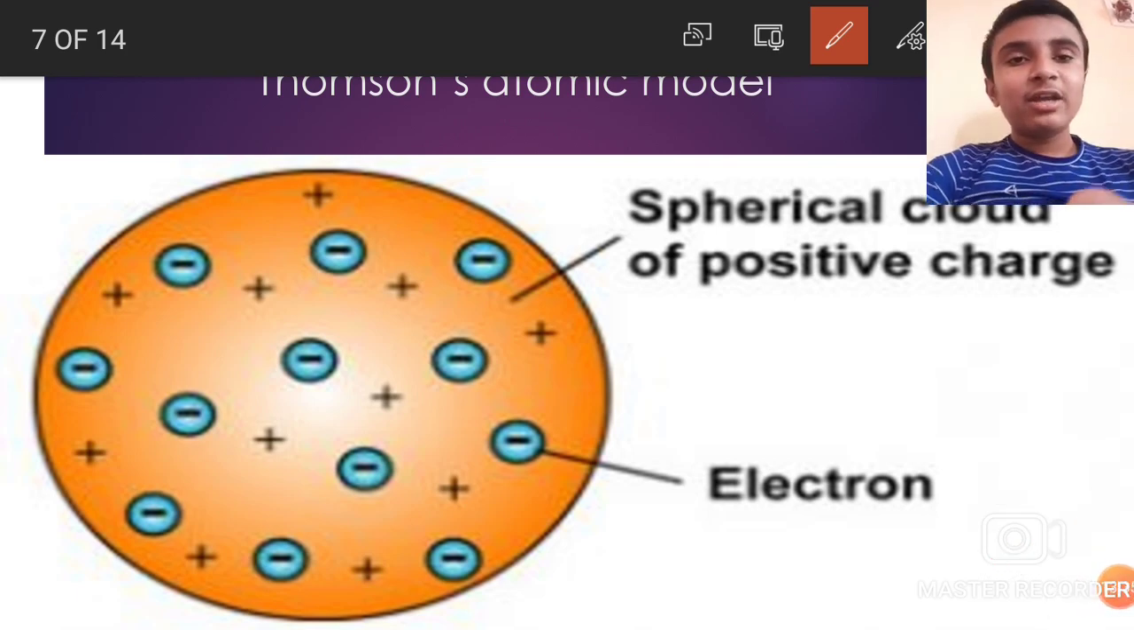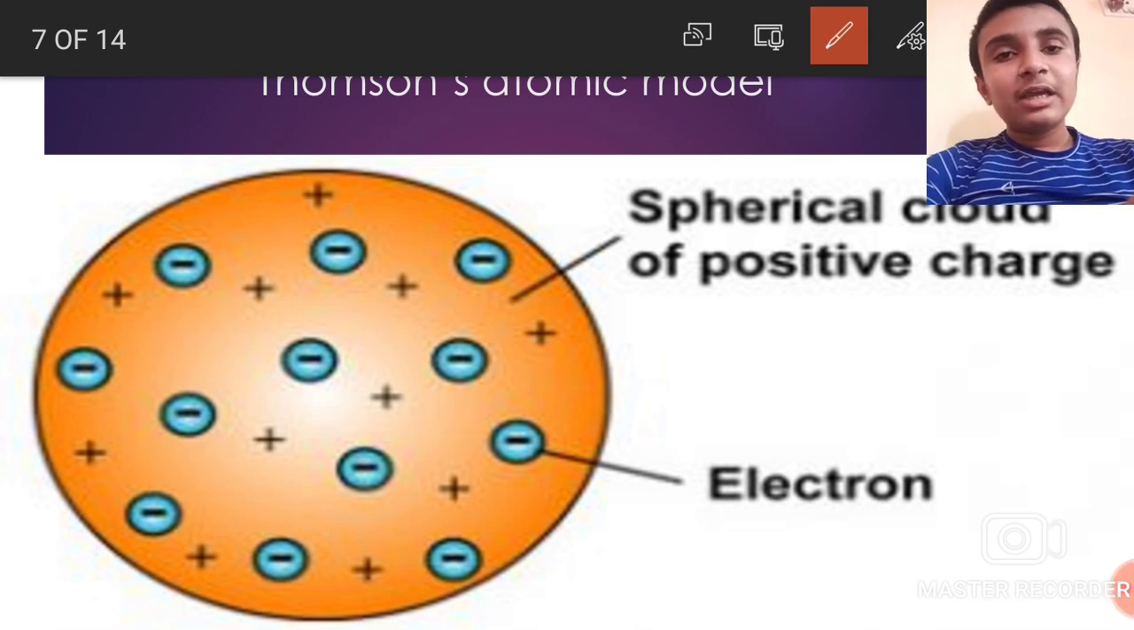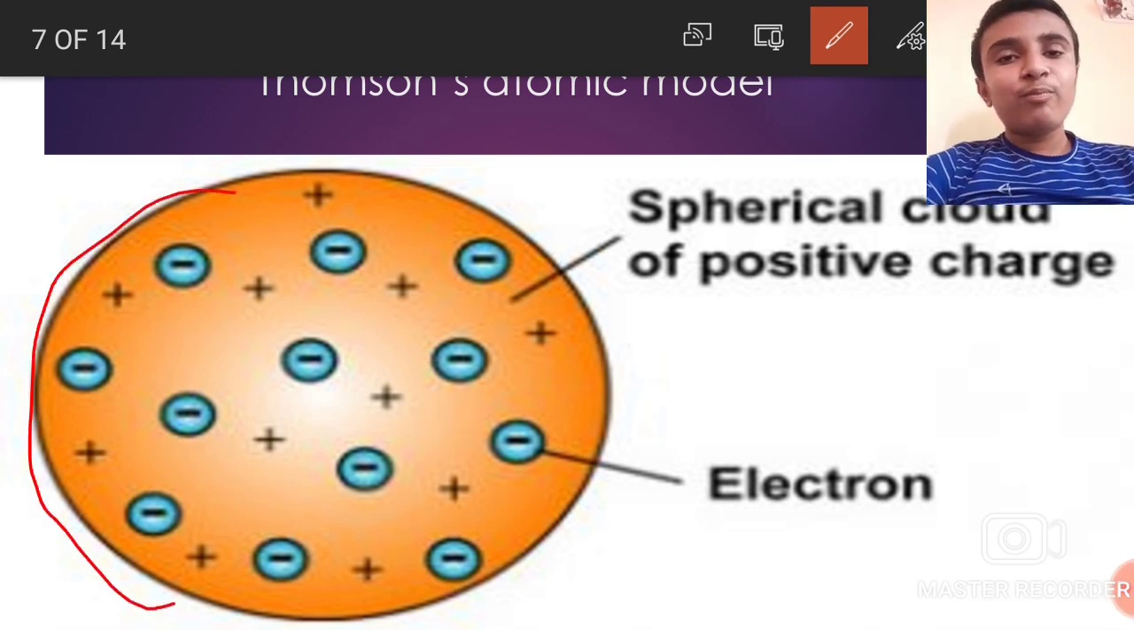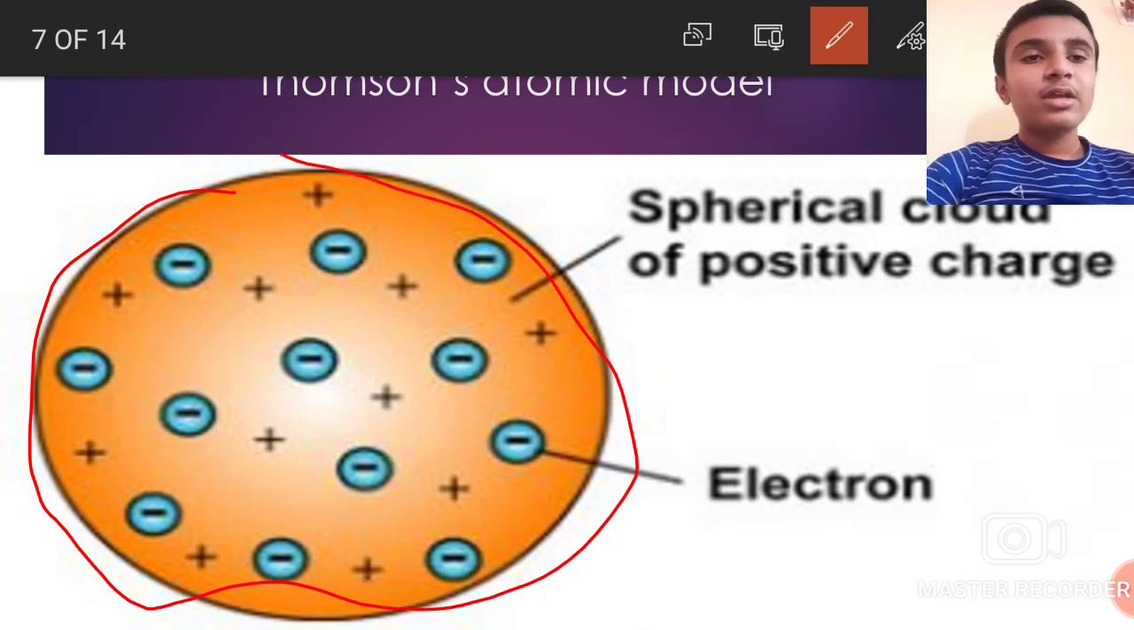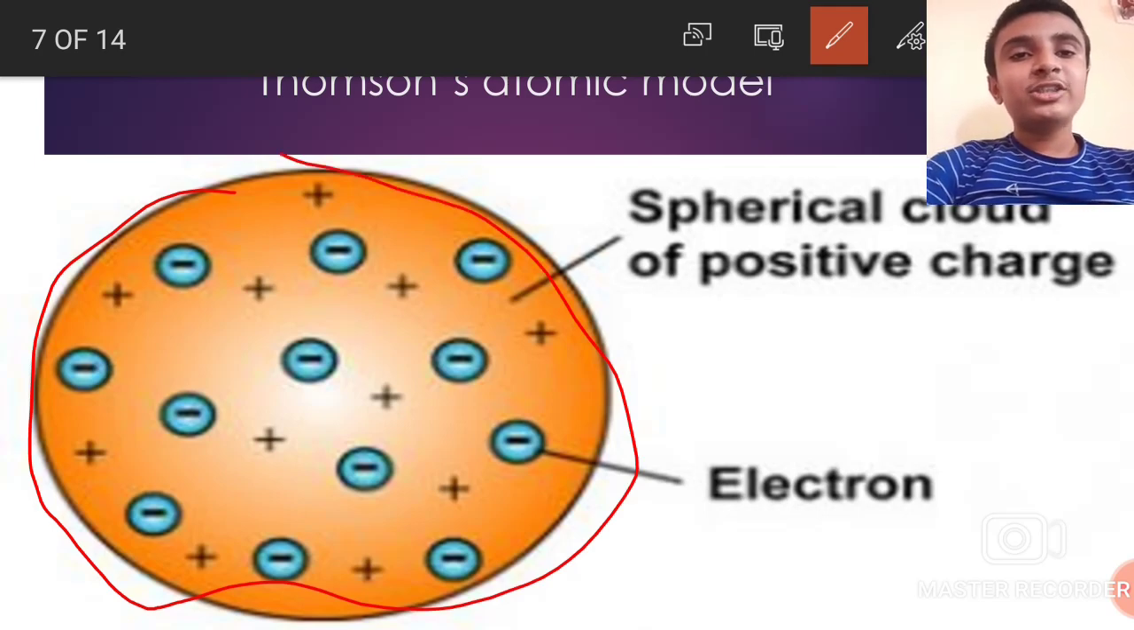So, when you observe that, he stated that there is a spherical cloud of positive charge, as you can see there, and the electrons, meaning the negative charge.